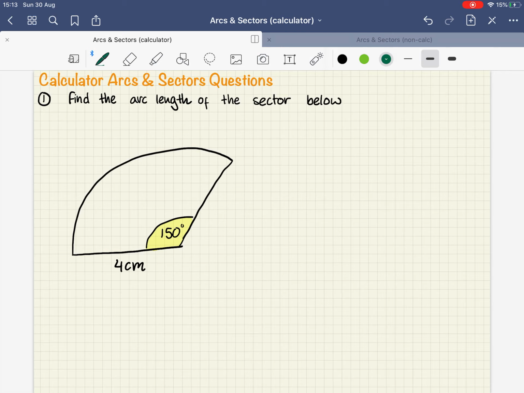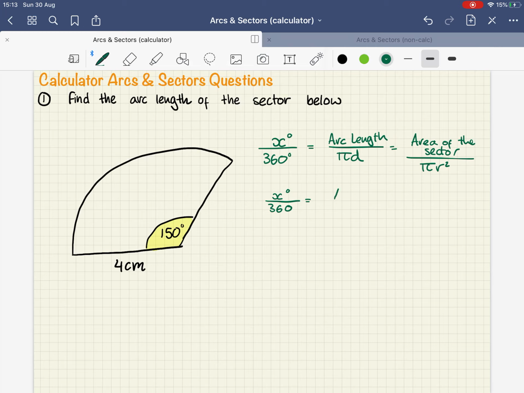So first thing, before I even look at my question, I can see I've got a sector there and I'm just going to write out my formula. So I've got x degrees over 360 equals the arc length over our circumference of pi d, over the area of the sector all over the area of the circle. And in fact, in future, I will just be shorthanding those longer bits as length over pi d equals the area over pi r squared.